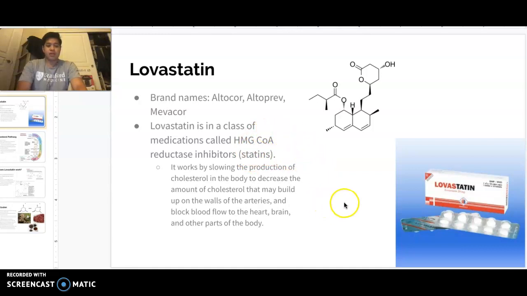It works by slowing the production of cholesterol in the body to decrease the amount of cholesterol that may build up on the walls of the arteries and block blood flow to the heart, brain, and other parts of the body.